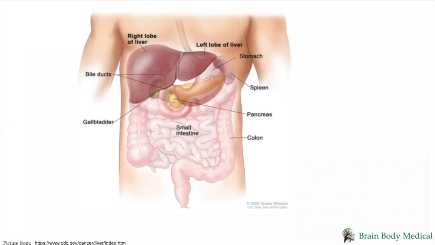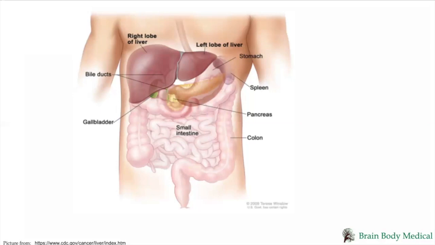This is a picture of a human body. The liver is one of the largest organs in the body. It weighs about 3.5 pounds or 1.6 kilos. It performs a lot of very, very important functions. It is the clearinghouse of the body. All the blood from the gut, the small intestine, and colon goes directly to the liver before it goes to the rest of the body.